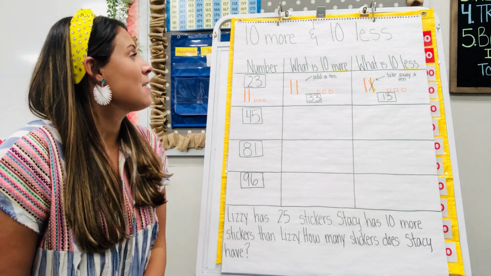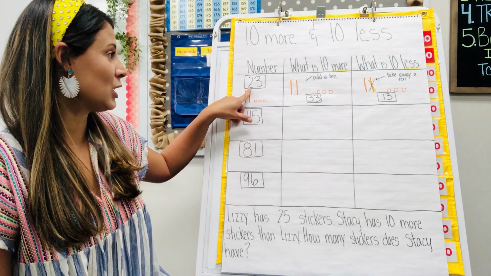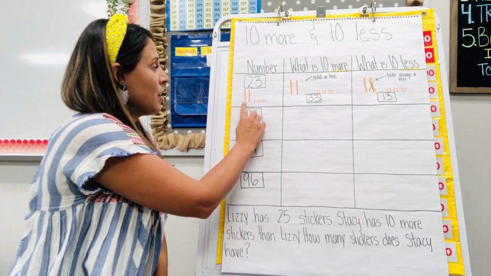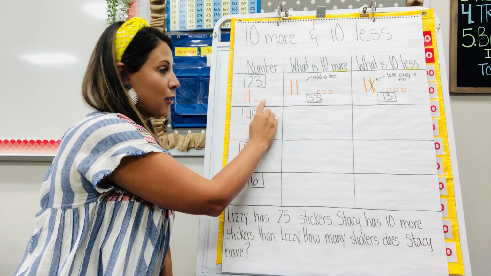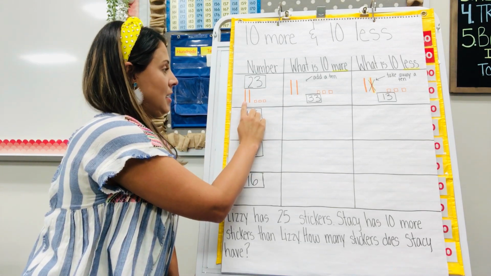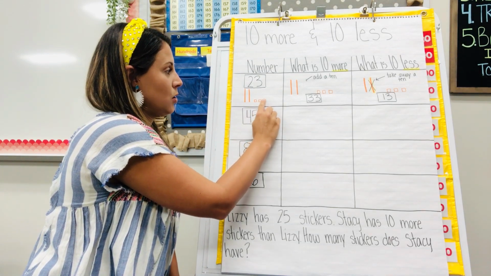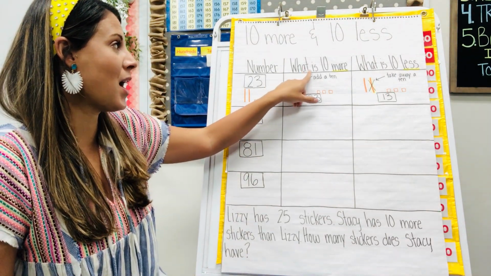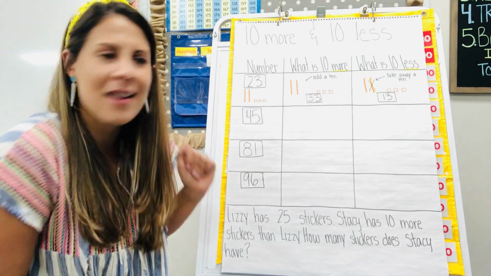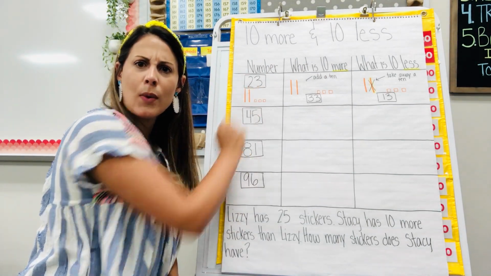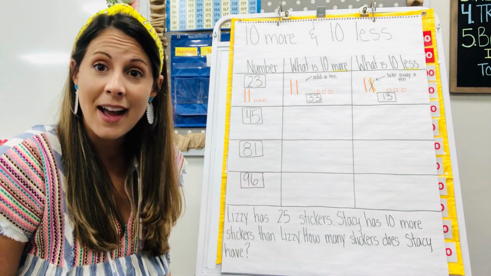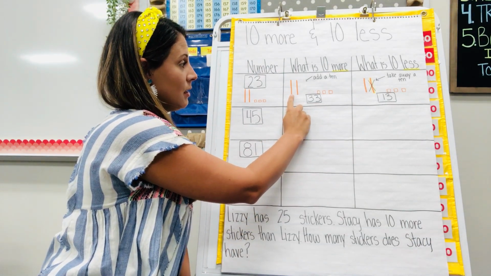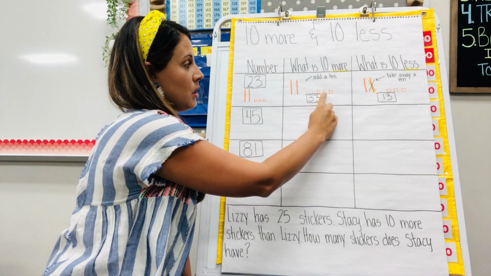So, if you start with a number like 23, and I always draw everything out, so I drew my 2 10s and my 3 1s. 10, 20, 21, 22, 23. In this column, it says, what is 10 more? So what is 10 more than 23? Well, to figure that out, I drew my 23, 10, 20, 21, 22, 23.